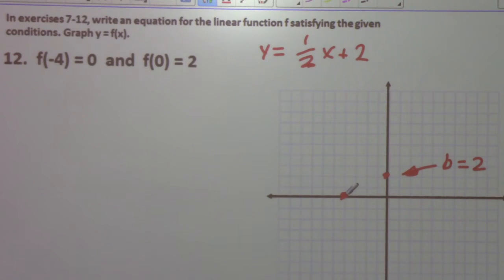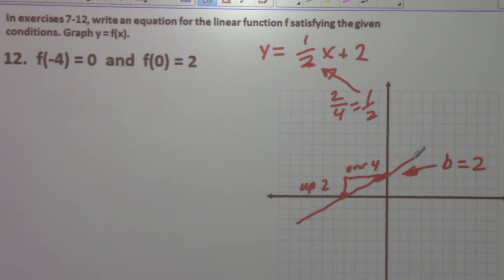What about the rise over run? We have here up 2 and over 4. So up 2 over 4. So we have 2 over 4 is equal to 1/2. So that checks out, right? And then the line, of course, goes through these points. So is there anything more to be done with this?